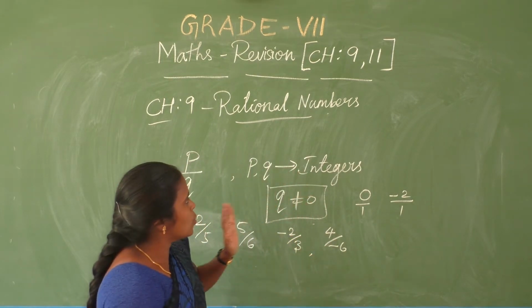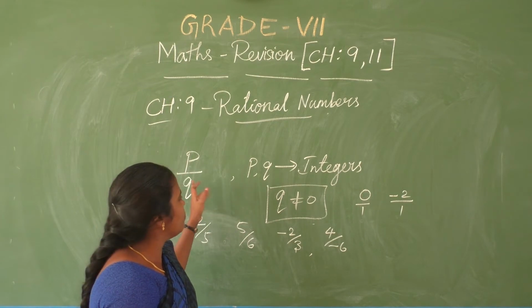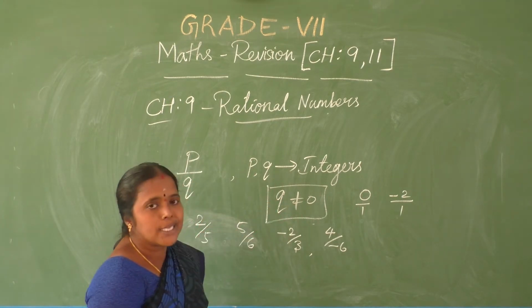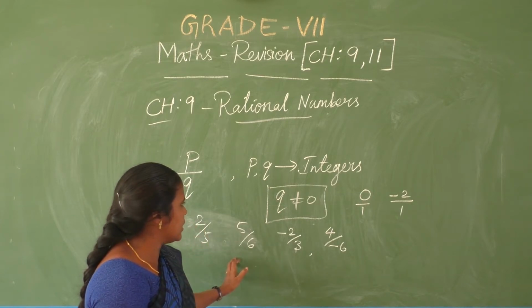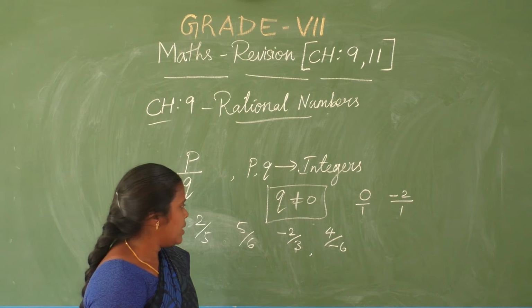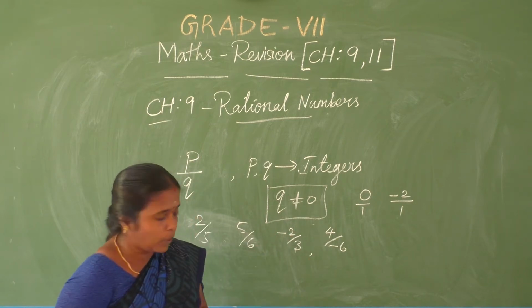So, what is a rational number? It is of the form P by Q, where P and Q are integers, Q is not equal to 0. Positive ones are 2 by 5, 5 by 6, 0 by 1, etc. Negative ones are minus 2 by 3, 4 by minus 6, like that.